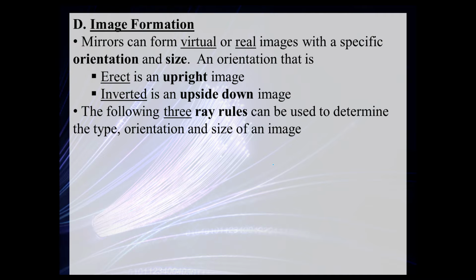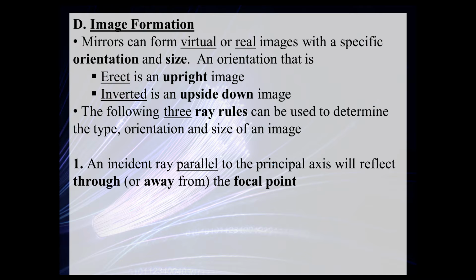What we want to do is, using these mirrors, take the rays and, using the law of reflection, use the rays to help predict what type of image I'm going to get: real or virtual, what orientation I'm going to get, which will be erect or inverted, and what happens to the size of my image. Does my image get larger in size or does it get smaller in size? These three rules we can use to do this pretty quickly. Okay, so let's go through them.